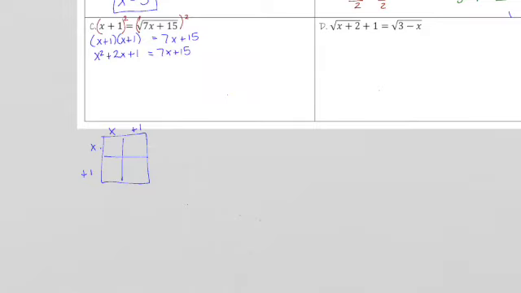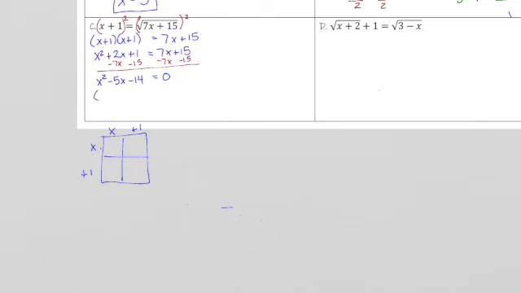All right. Well, now I have an x squared. So I see I have a quadratic. So I'm going to get everything to one side and hope I can just factor this. So we're going to subtract the 7x, and I'm going to subtract the 15. So I end up with x squared minus 5x minus 14 now equals 0.